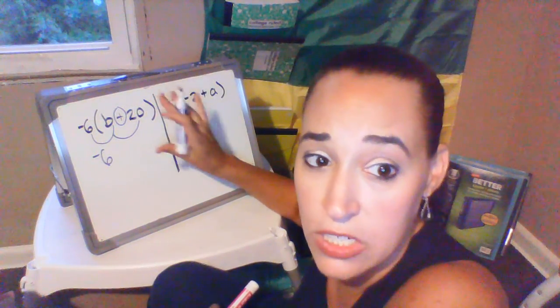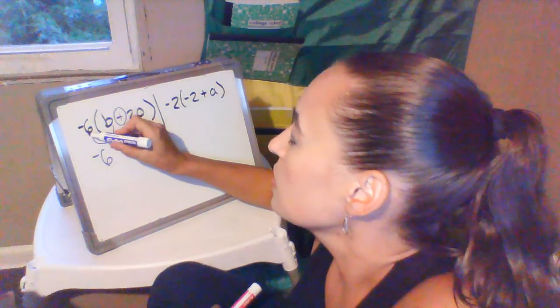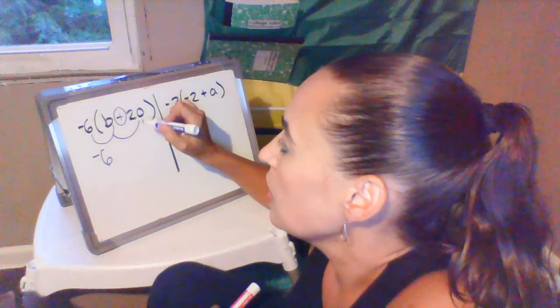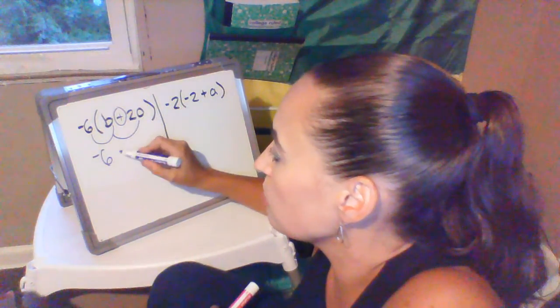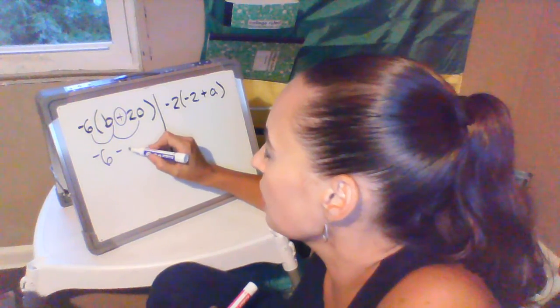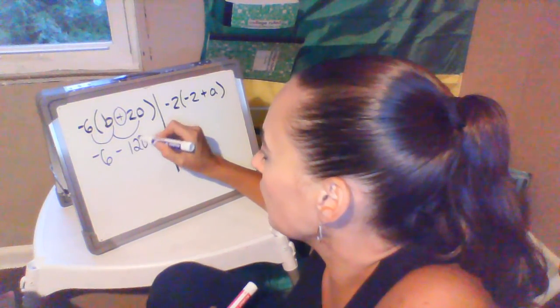Now remember, I have that operation sign, so that lets me know I need to distribute to the 20 as well. So -6 times 20, well, 20 times 5 is 100, so that would be 120, but it's negative, so minus 120. I'm so sorry, we should have done -6b.